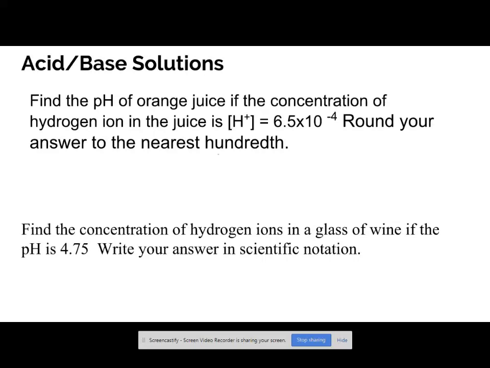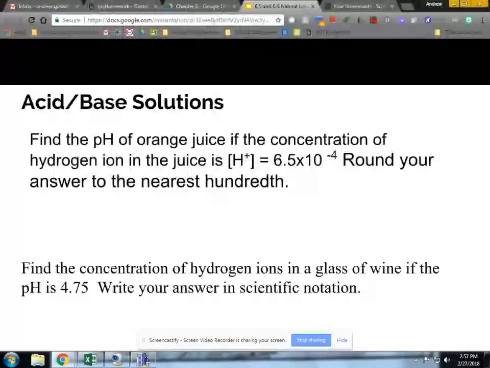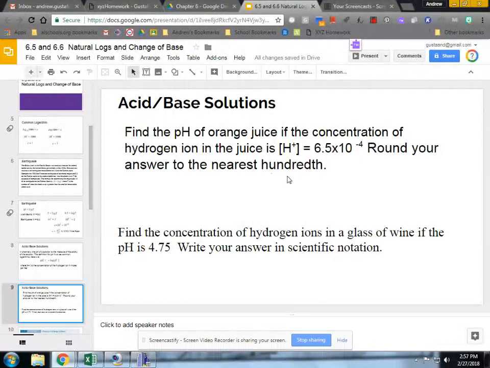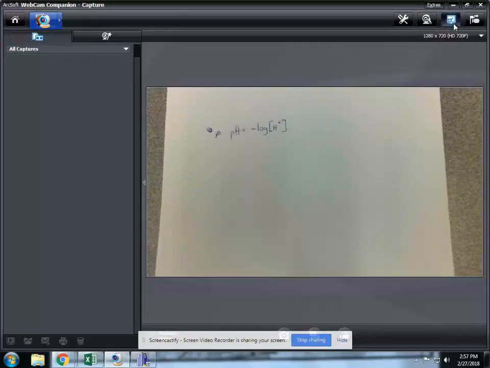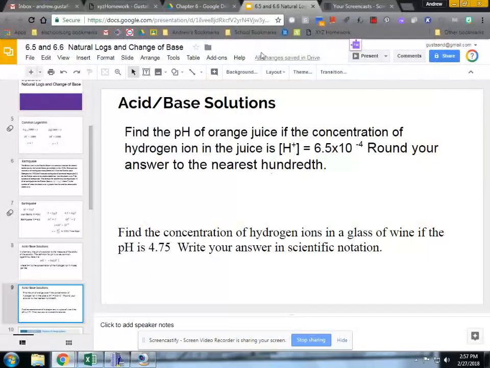The first one, find the pH of orange juice. We got fairly acidic. If the concentration of hydrogen ions is 6.5 times 10 to the negative 4. I asked you to round your answer to the nearest hundredth. So I'm going to go over to the document camera. It was 6.5 times 10 to the negative 4, and that was the hydrogen ions. So if this is my formula, and now here I've forgotten it already, 6.5 times 10 to the negative 4. Okay.